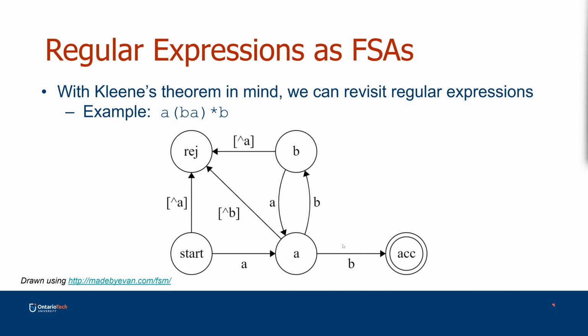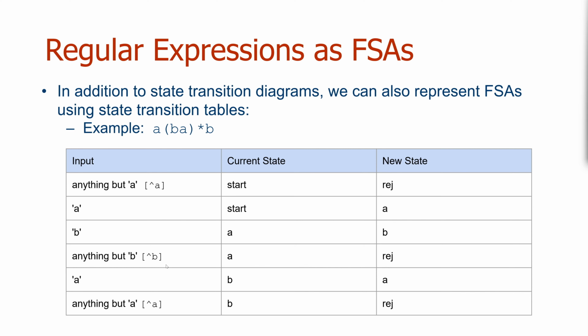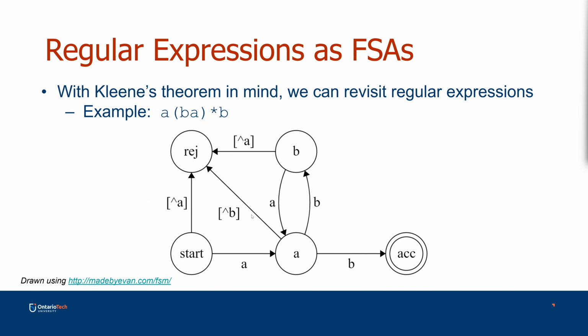Just going back to here. A B, when we're in the A state, takes us to the B state. That's this one right here. If I have anything but a B in that situation, however, it takes us to the reject state, and that makes sense. That's, whoops, wrong way. That's this one right here.